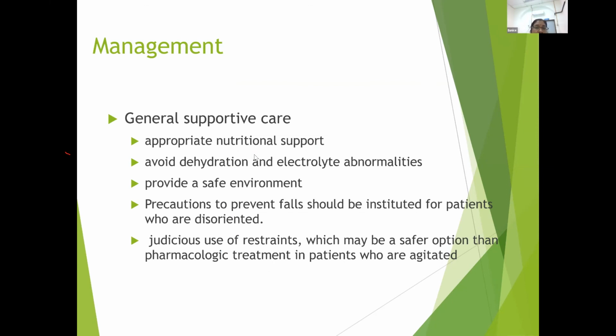Generally, supportive care, and we should provide appropriate nutritional support to the patient, refer to the dietitian, and get a protein-calculated diet for the patient, and avoid dehydration as well as correct all the electrolyte abnormalities. And precautions to prevent falls should be instituted for patients who are disoriented, and judicious use of restraint, which may be a safer option than pharmacological treatment in patients who are agitated.